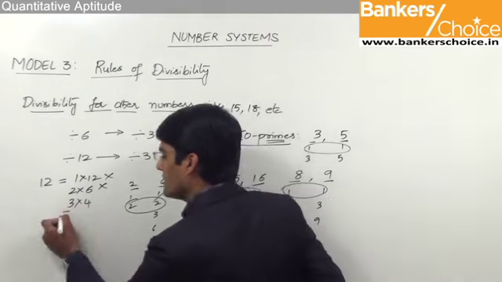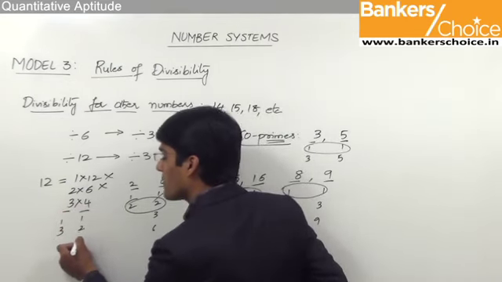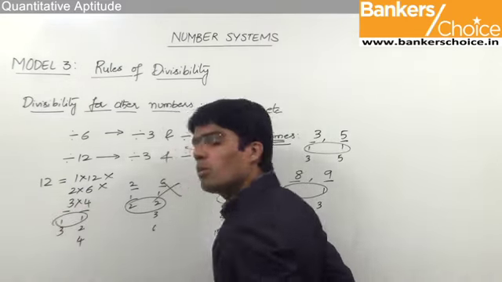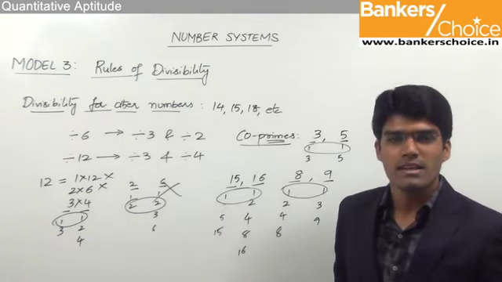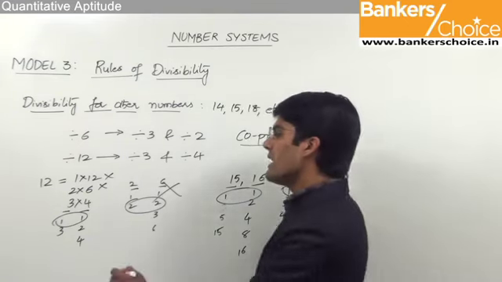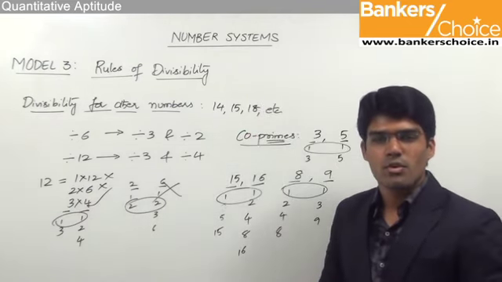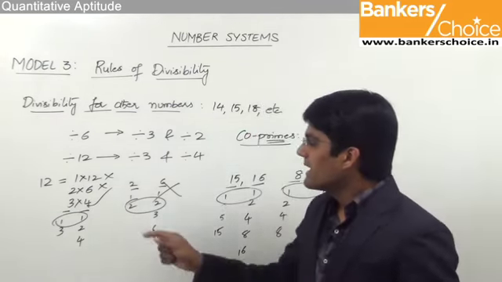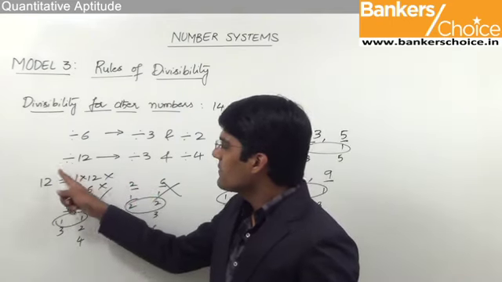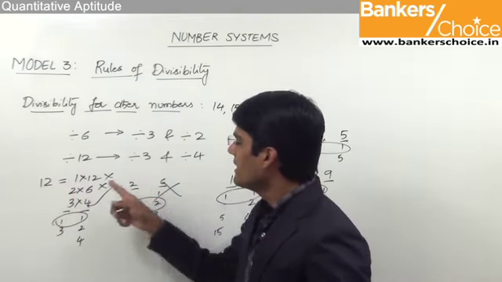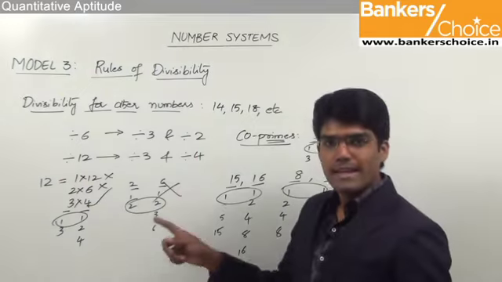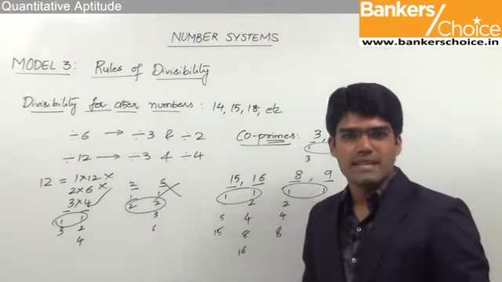Why? Because factors of 3 are 1 and 3 and that for 4 are 1, 2 and 4. So since only 1 is the common factor, that itself becomes the highest common factor. So 3 and 4 has to be taken as the correct way of taking 12 as product of two numbers. Now that is the reason we take the divisibility for 12 as divisible by 3 and divisibility by 4. Likewise, we can understand it for 6 as well.